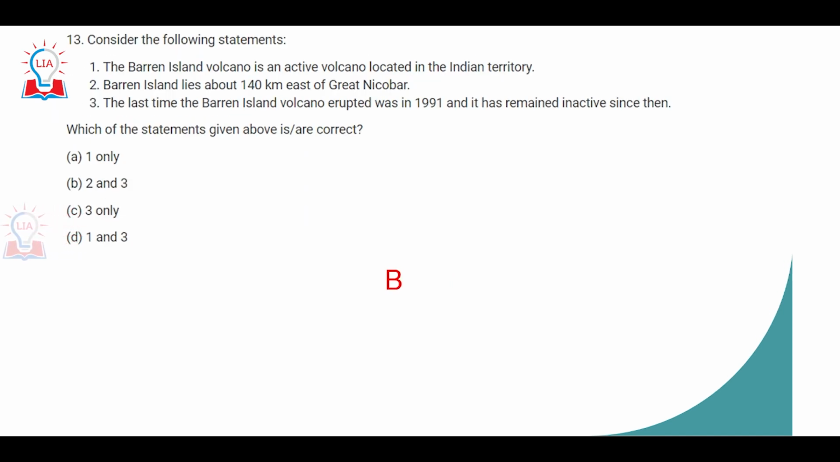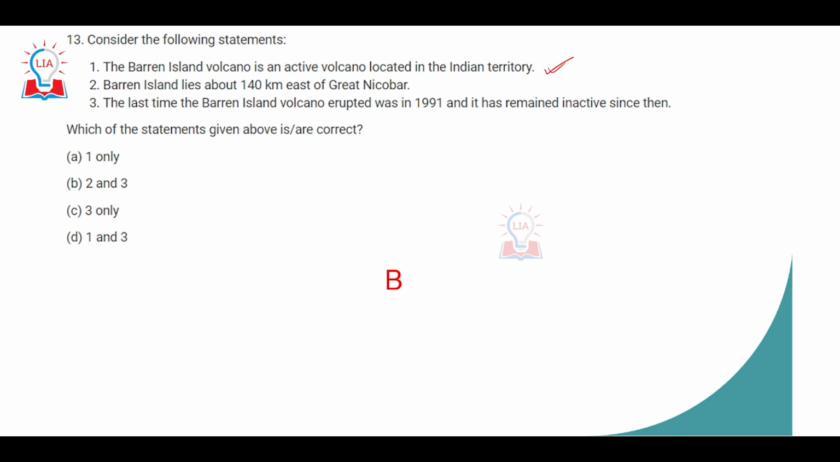The 13th question is again an India map based question, where it has been asked about a volcano, that is the Barren Island, which is the only active volcano of India. So the question is about 3 statements. The first statement says that the Barren Island volcano is an active volcano located in the Indian territory. This is absolutely correct. Second is Barren Island lies about 140 km east of Great Nicobar.